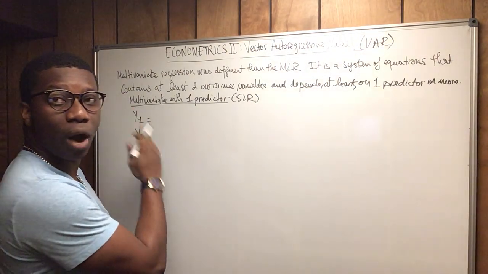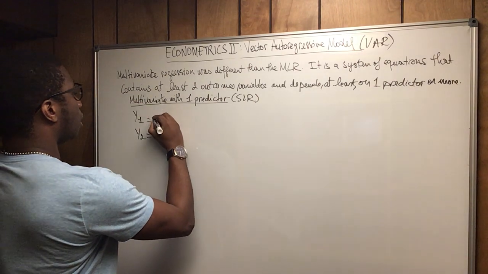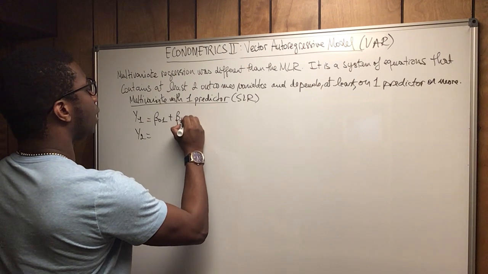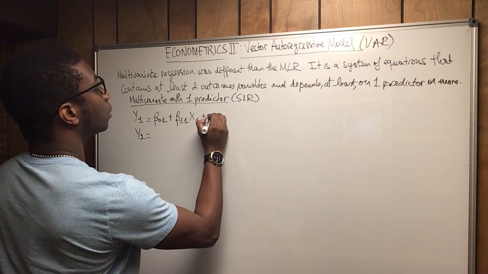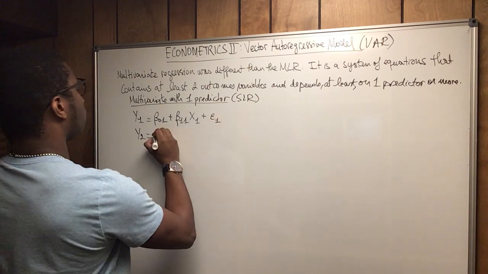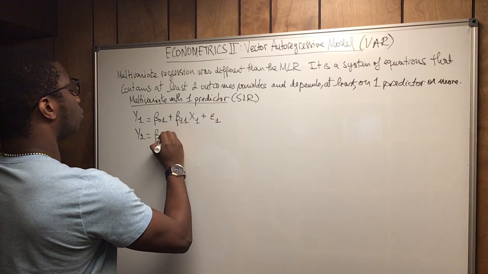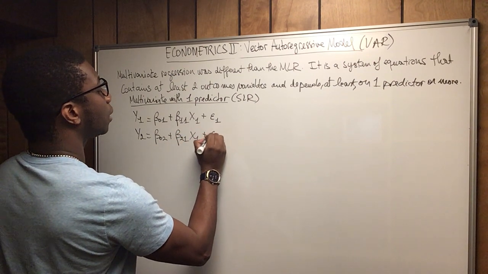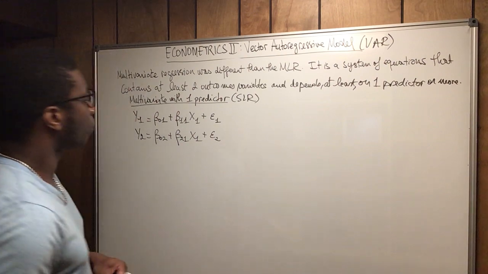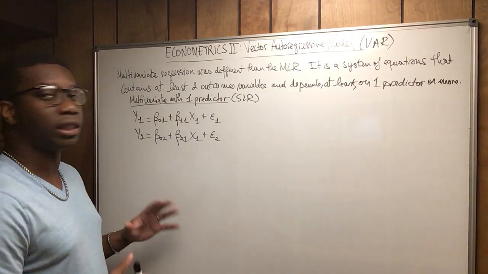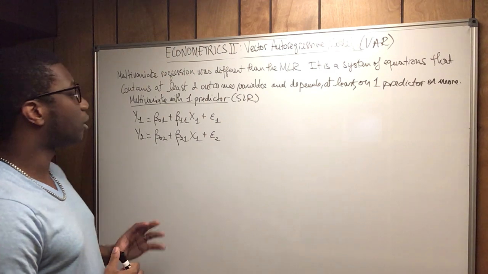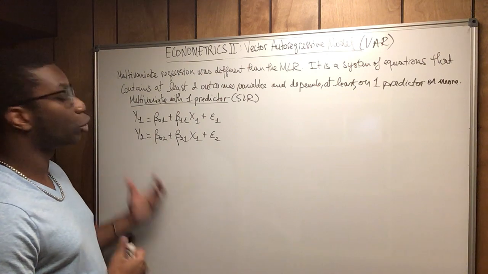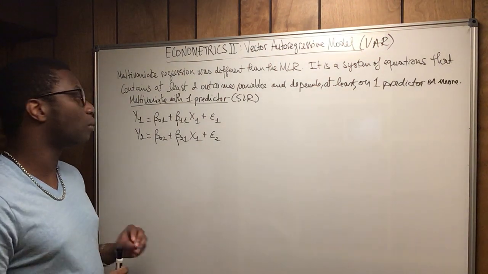So you have Y1 and Y2, and then you have beta 01 plus beta 11 x1 plus the standard error 1 or epsilon 1, beta 02 plus beta 21 x1 plus epsilon 2. Here you see that the notation is a little different, and the reason is that since we're dealing with two outcome variables, we have to make sure to distinguish them properly so we know what we're dealing with.